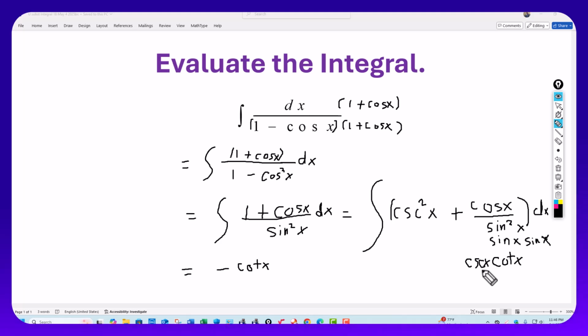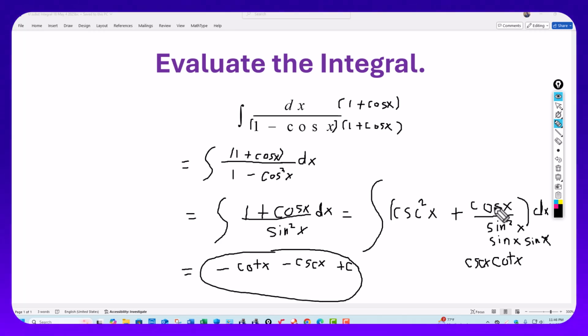What has a derivative? What trig function has a derivative of cosecant of x, cotangent of x? Well, it's minus cosecant of x. And I can actually say the derivative of cosecant of x is minus cosecant cotangent of x. That's why I have the extra negative here, because the answer here is positive. And then I have the constant of integration.